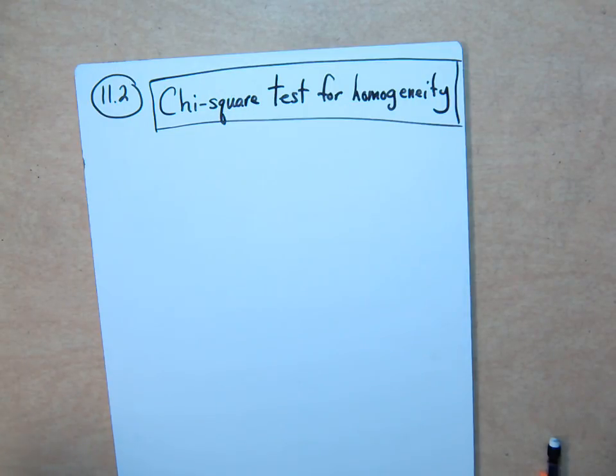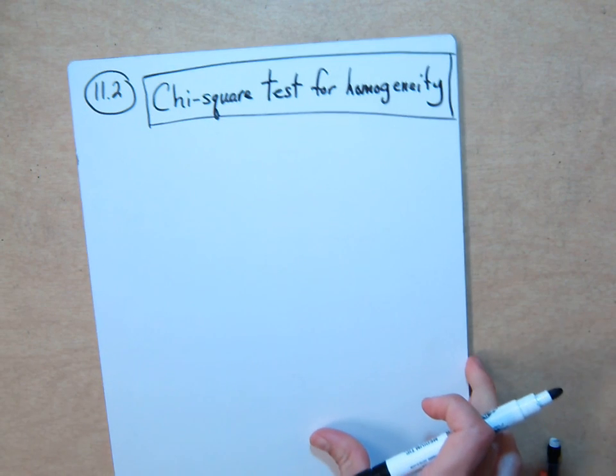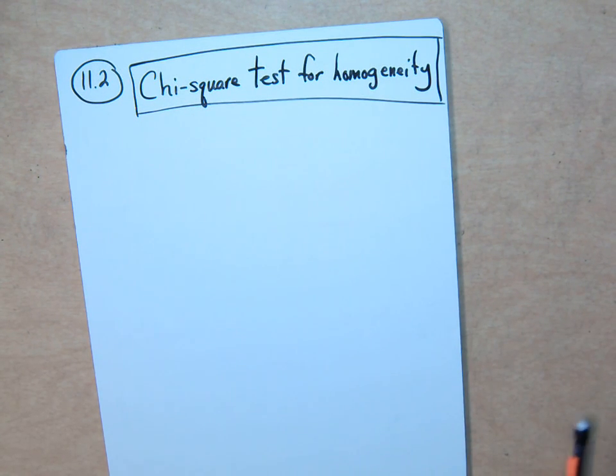11.2 chi-squared test for homogeneity. Last time we did the chi-squared test of goodness of fit, and that was when we had one categorical variable for just one population or treatment. Now the difference is this one is we still have one categorical variable, but two or more populations.